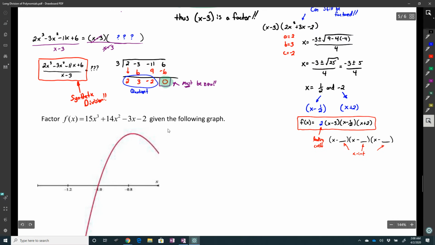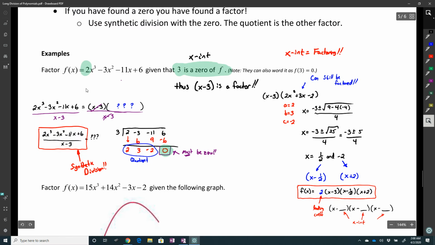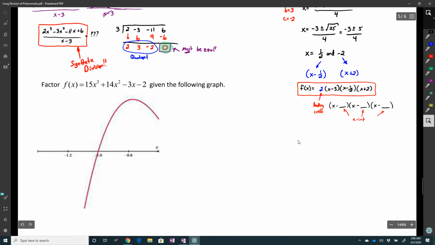Factor this problem given the graph. This is exactly the same as the one we just did, except that now I give you a picture instead. And so here, notice that I gave you an x-intercept. So automatically I know that that's -1. So that x plus 1, let me write it like this. x minus -1 is a factor, which turns into x plus 1. So I know that x plus 1 is a factor.